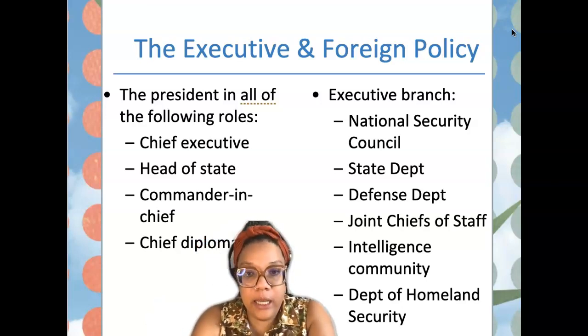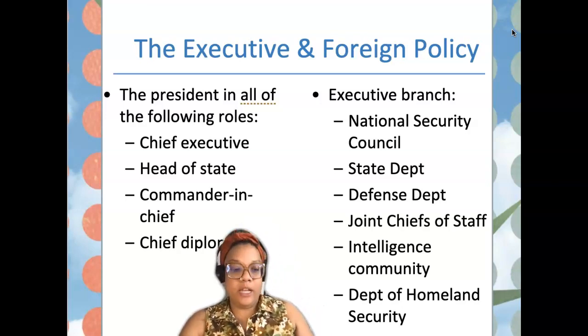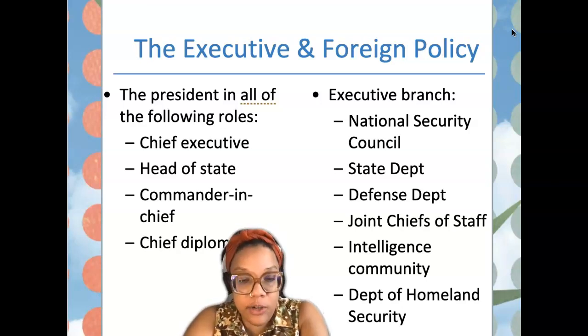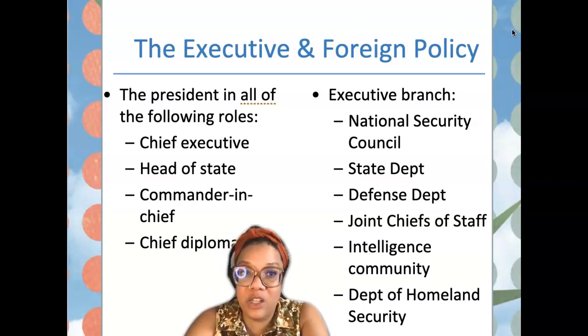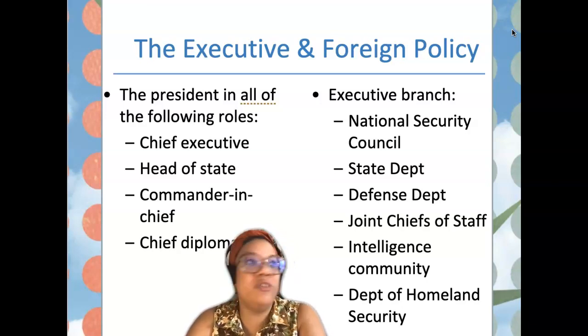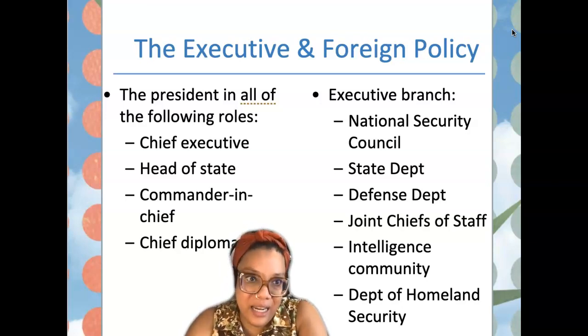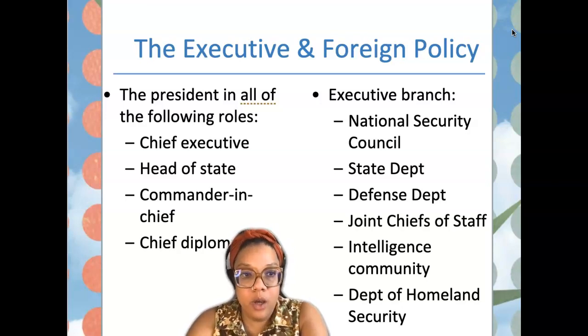And there are all these different entities in the executive branch that are related to foreign policy. So we might consider the role of the National Security Council, the State Department, the Defense Department, which was previously called the Department of War, the Joint Chiefs of Staff, the intelligence community at large, right? Thinking of the role of the CIA and the Department of Homeland Security. These are all different spaces that would provide insight and have a certain perspective on things taking place outside of the U.S.